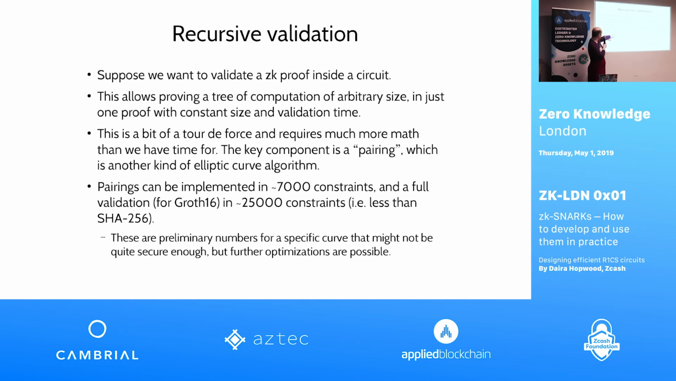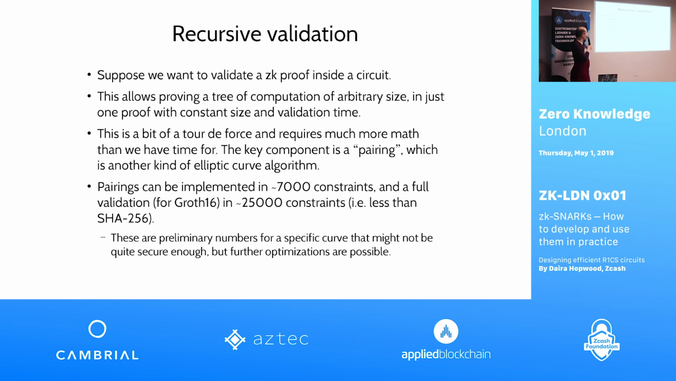So I improved this even further. You now do a pairing in 2000 and something constraints. And this Groth16 validation, Groth16 is a proof system, it turns out to be more efficient to validate a batch of proofs at the same time, and that costs 20,000 constraints for the first proof, and then 5,000 for each subsequent proof.